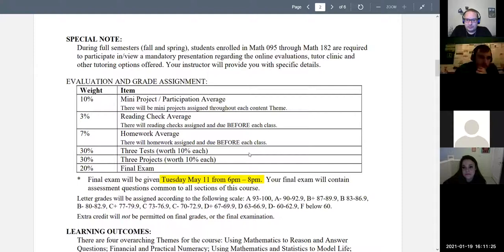Same textbook from Math 95? I am not sure, to be honest. All I know is that the one that we're using is Using and Understanding Mathematics, 7th edition. So if this is the one that the 95 class used, then yes. If not, then no.